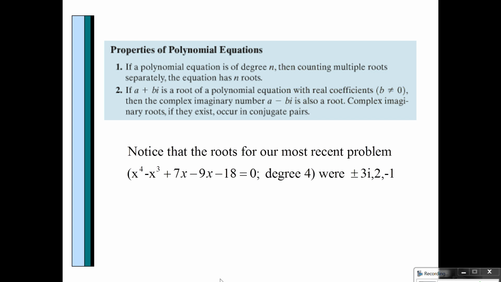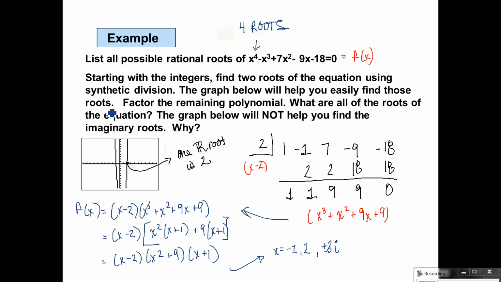So, for example, the one we were just looking at has 4 roots. There's going to be 4 solutions. Now, these solutions could be 2, 2, 2, 2, right? It could be the same number 4 times. Or it could be that some of them are imaginary.